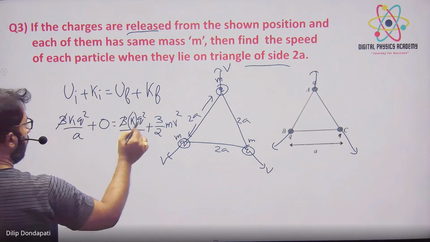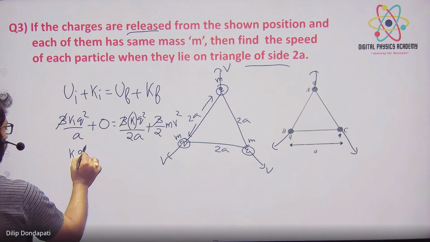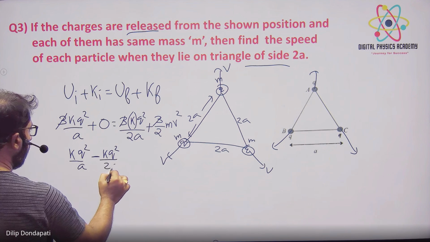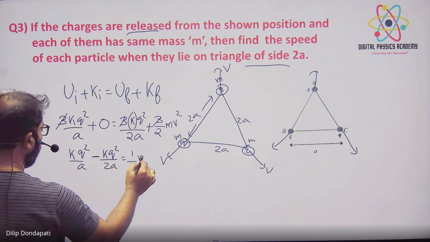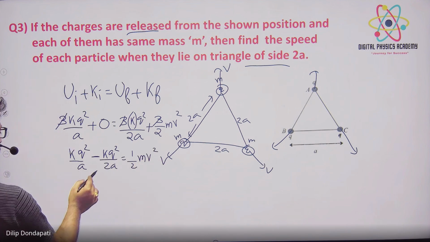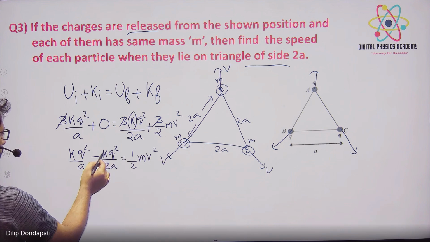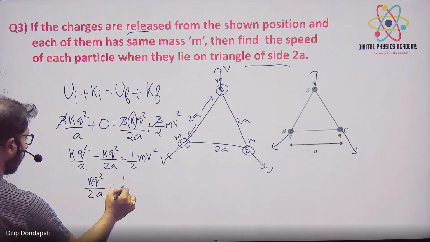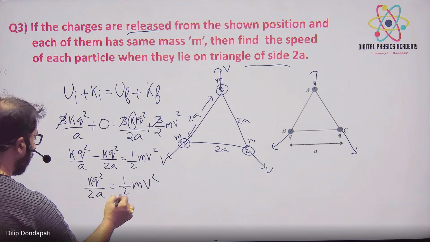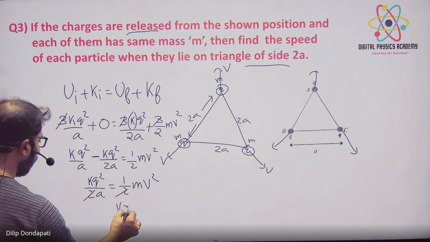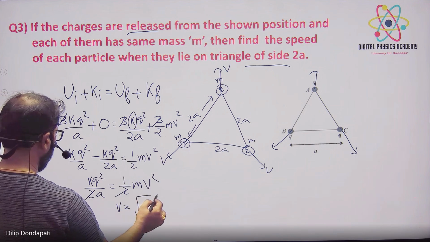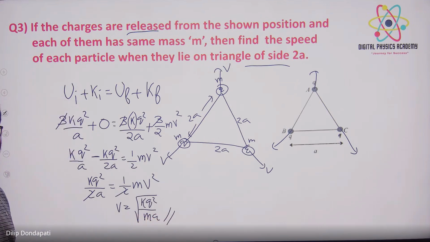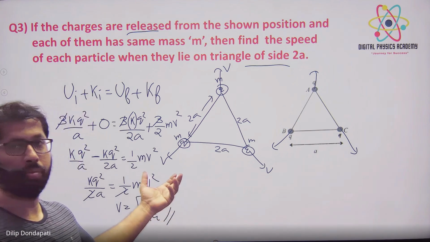So 3 cancel. So kq square by a minus kq square by 2a is equal to half mv square. Okay. So 2kq square minus kq square, that means kq square by 2a is equal to half mv square. So half cancels. So v is equal to under root kq square by m. So whenever they ask speed, you can use conservation of mechanical energy.